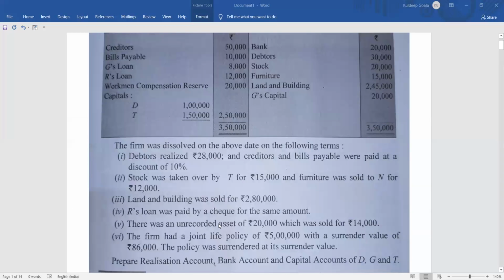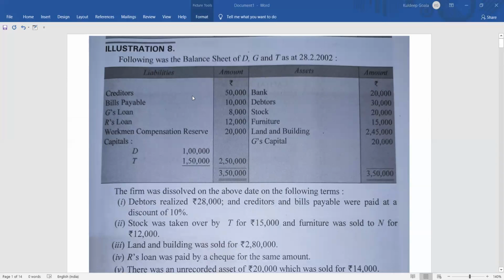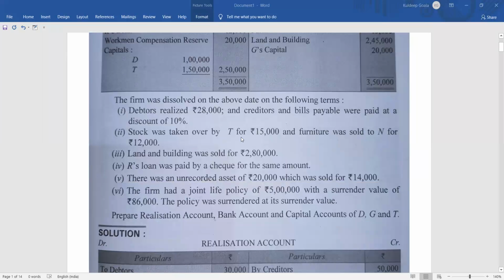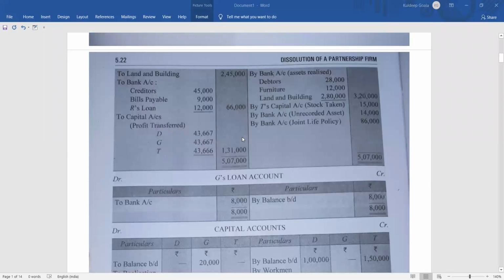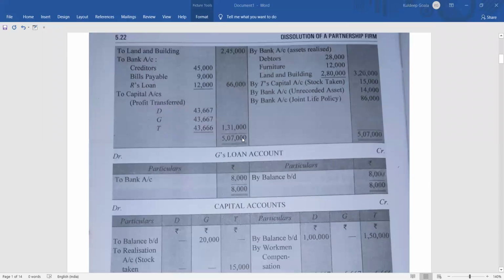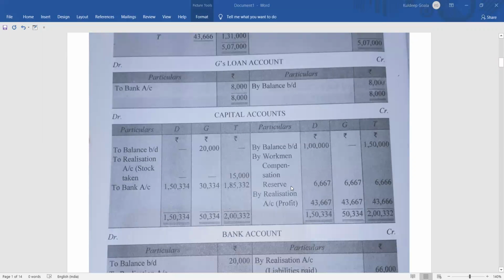Let's find out what is there in the balance sheet that will come in the capital. In the liability side, we have got workman compensation reserve. In the asset side, we don't have anything. So workman compensation reserve of 20,000 will be coming equally in the account of D, G, and T, in the ratio 1/3, 1/3, 1/3. That is 1:1:1. So 20,000 divided by 3 is 6,667, 6,667, 6,666 in case of D, G, and T.